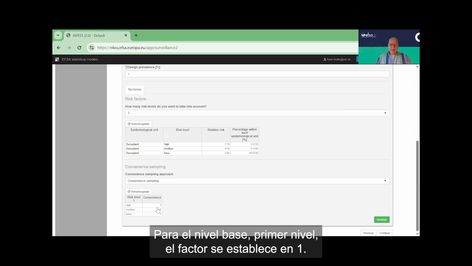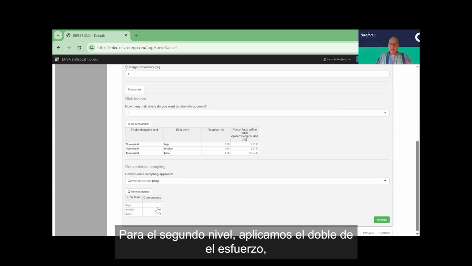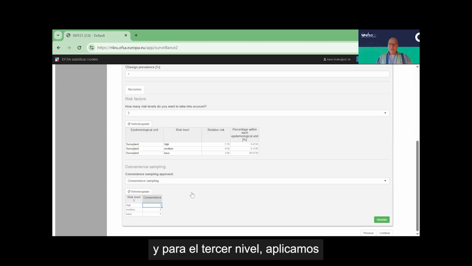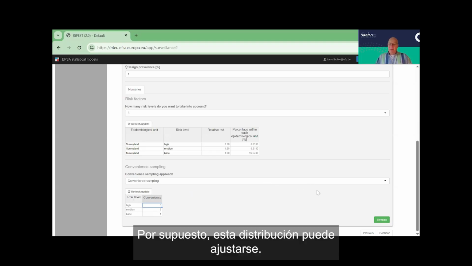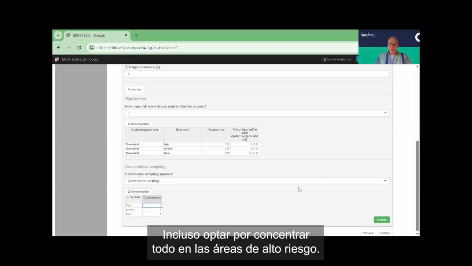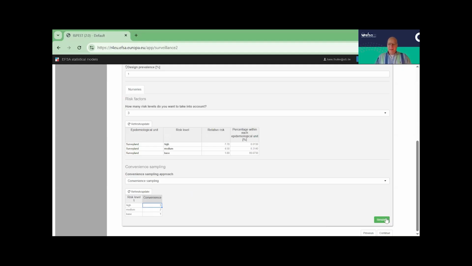They are chosen as 1 for level 1. In level 2, we want to have twice the one of level 1. And in level 3, we want to apply the threefold amount of the effort than in the basis level. This can be chosen in a different way. You can even concentrate everything into the high risk if you think that's more reasonable.